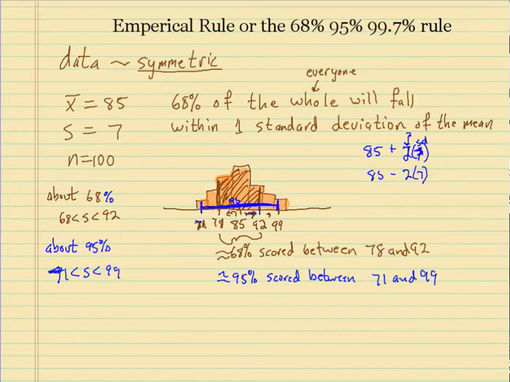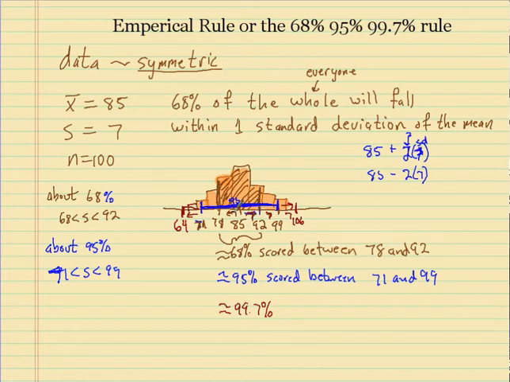And the last one that we do is 99.7. I could take this out a little farther: 7 more down, 7 more up. If I come 7 more here, that'll take me to 64. And 7 more that way, which will take me to 106. So all I'm doing is adding 7 every single time, and here I'm subtracting 7 every time.